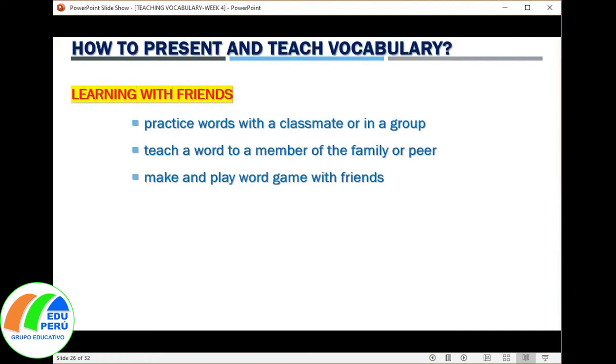Make and play word games with friends. This is another one, no? For example, there is a common game to practice vocabulary that is Scrabble. Have you heard about Scrabble? Scrabble? No, teacher. No. You are given some letters, and with these letters, you have to create words. Yeah. But you can get some extra points, according to the square you put the letter on, right? And according to the letter, each letter has a number, 1, 2, 3. These are the points for each letter.